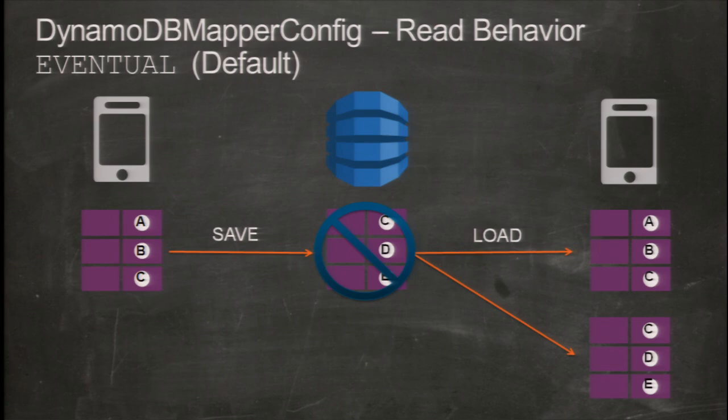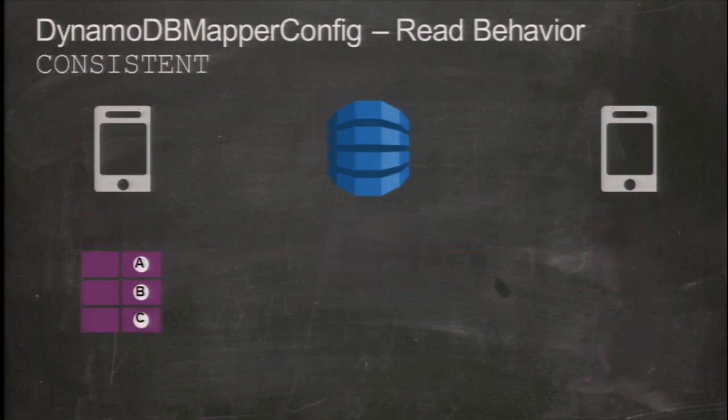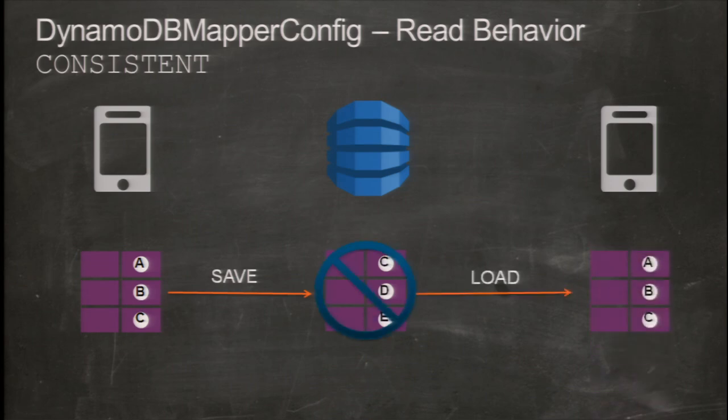The reason that we choose this as the default behavior is it's actually less expensive for your read throughput. But if your application demands consistent reads, we support consistent reads with the DynamoDB Mapper. What this means is that when we save and overwrite and clobber that data and then read it immediately back out, we're guaranteed to get that data we just saved. It's important to note that those consistent reads cost twice as much as our eventual reads in terms of your provisioned throughput.